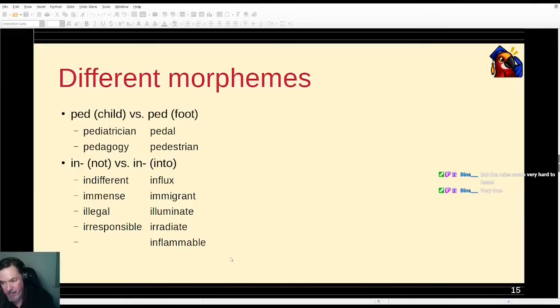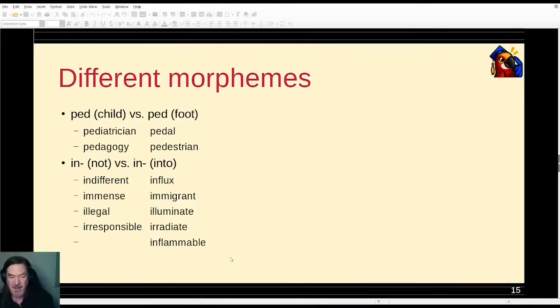So pedal, pedestrian. Obviously, the pedestrian is somebody who travels on foot. Pedal, right? You're using your feet to push something. Because these meanings are totally different, we say that they are different morphemes, right? Not the same thing.